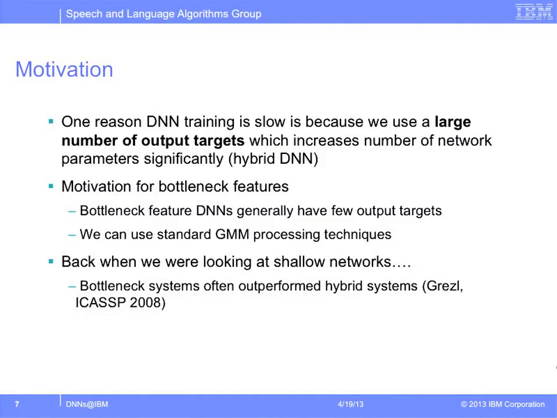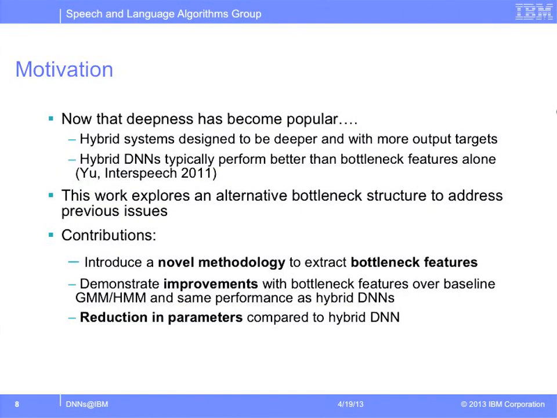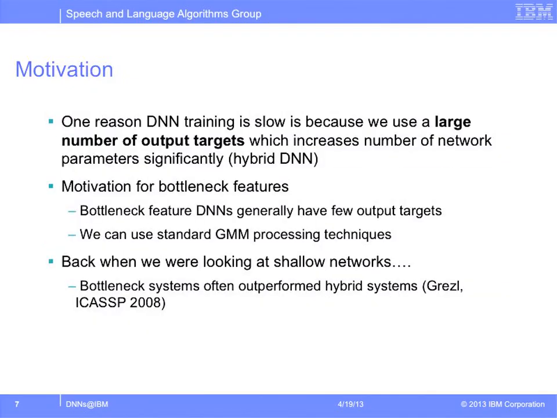It's been looked at a lot in speech recognition. So when people were looking at shallow networks about 5 years ago or so, bottleneck systems actually performed better than hybrid systems because the hybrid systems were shallow, they were trained with few output targets, and the bottleneck systems were much better. Just so we have a sense, what is few, what is many? Okay, sure. I would say many output targets is on the order of thousands, somewhere between 1,000 to 10,000. On the order of few, I would say is like between 100 to 500.